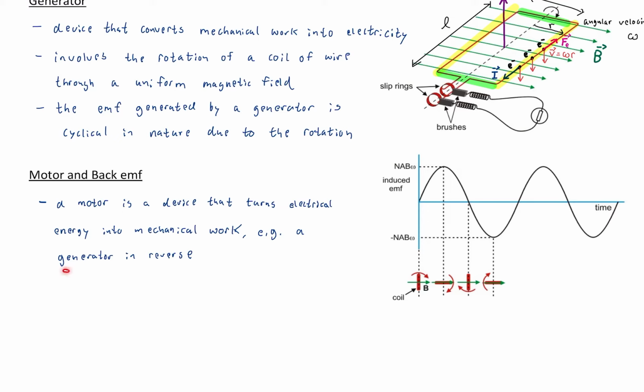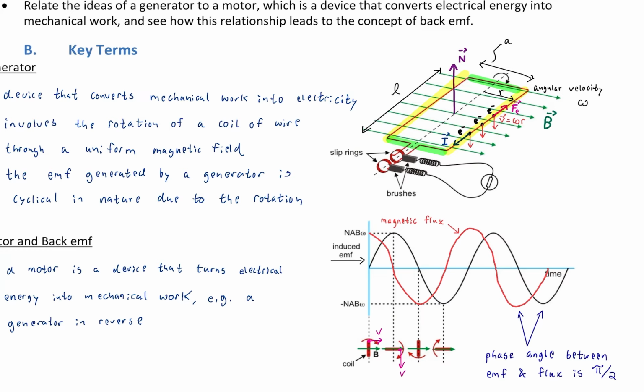Okay? It's just a generator in reverse. Okay. Well, how does that work? Well, just imagine that instead of having input of mechanical energy, instead you ran a current through this coil. Well, if you were to run a current, that current is going to experience a force in the magnetic field, and thus it will start to turn. So in that case, you can just get mechanical work out for electrical energy in.